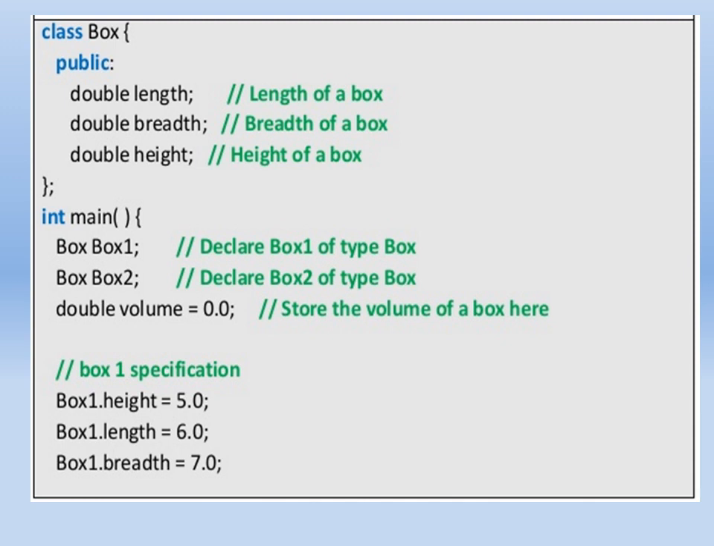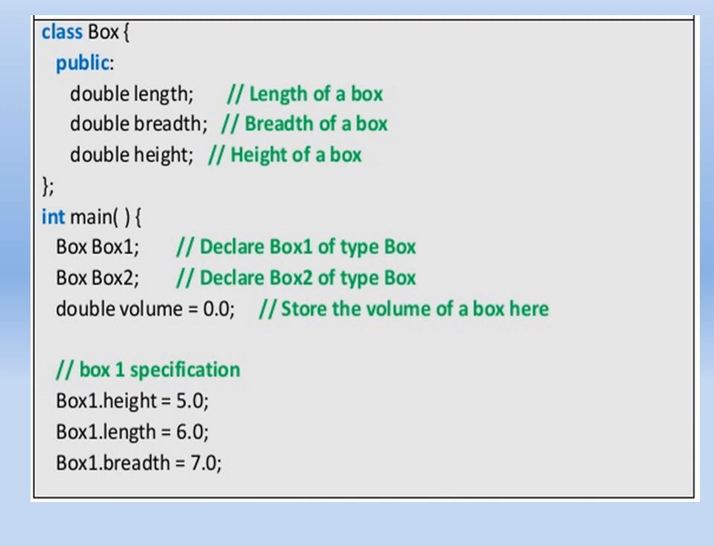So we created two objects of the same class Box, that is box1 and box2 respectively. Then double volume = 0.0, to store the volume of the box. One more variable we create of data type double, the name of the variable is volume, and we assign the value 0.0. Now see, box1.height = 5.0.